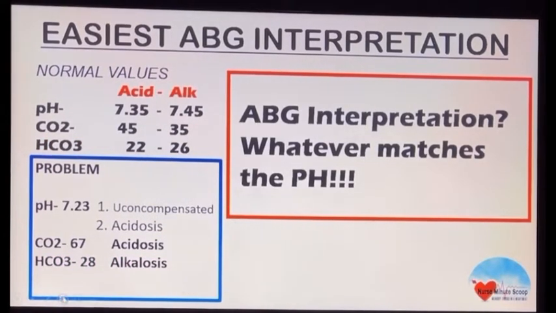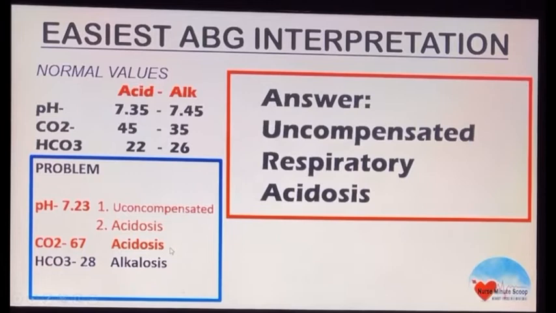So you're wondering, what's our final answer with this problem? Our final ABG interpretation is whatever matches the pH. In our case, the pH matches our CO2, and CO2, we know that it's respiratory. So our final answer is uncompensated respiratory acidosis. So that is your final answer, as you can see here.